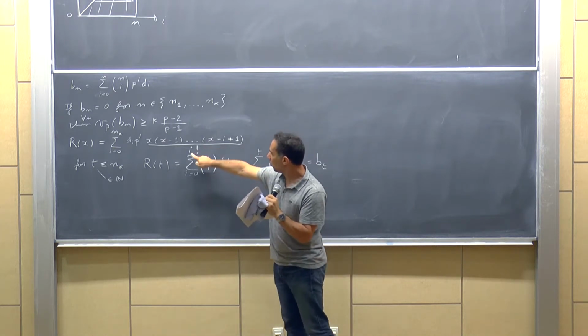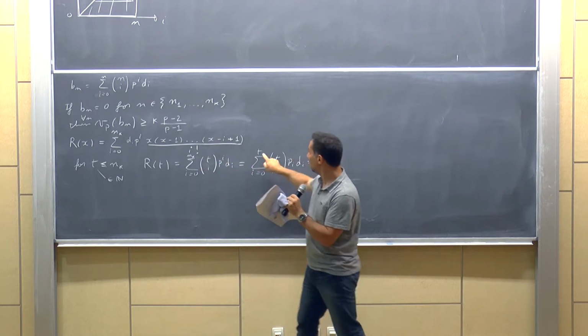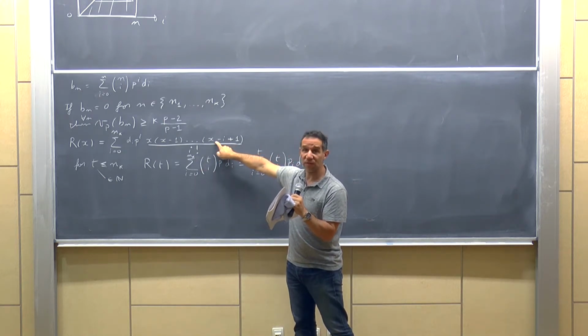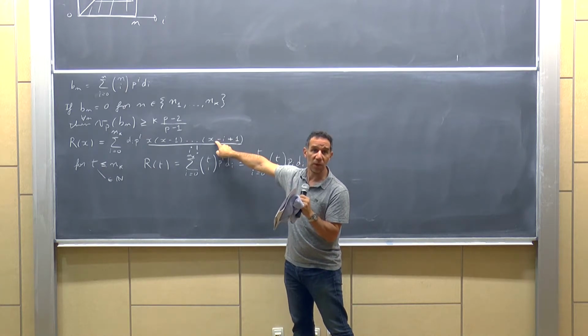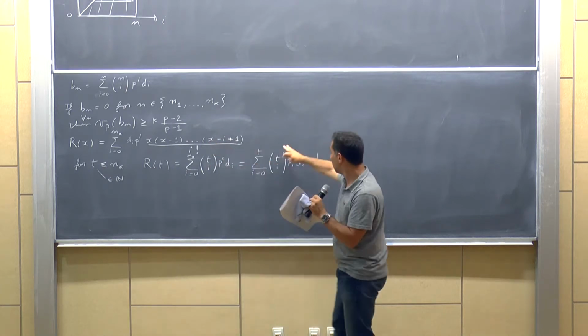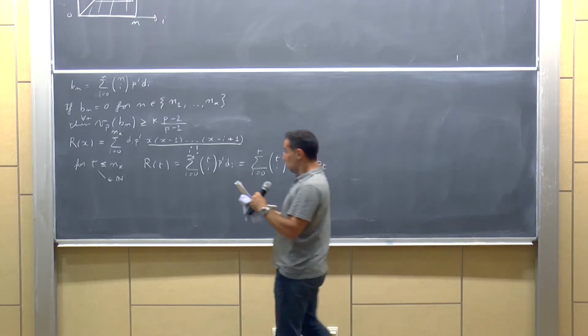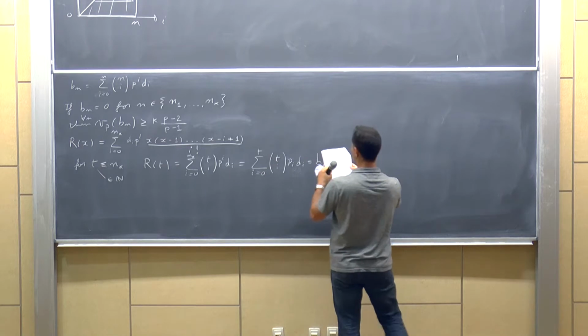But now the sum goes all the way to n_k. But I can actually stop the sum at t, because when i ranges above t, that thing becomes 0, okay? Because this product will include a 0 term. So this is what I have, and that's actually my definition of b_t, okay? So now we're almost done.